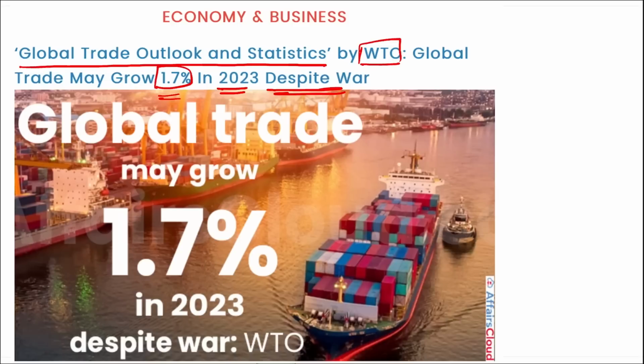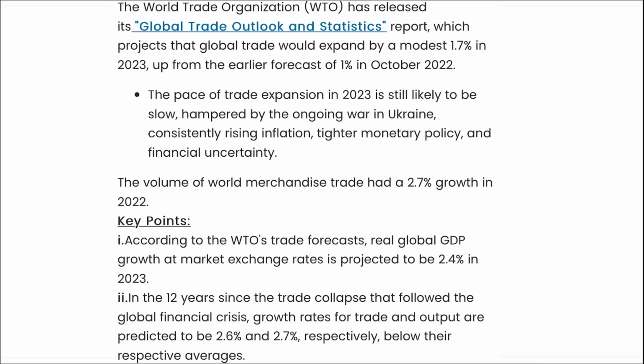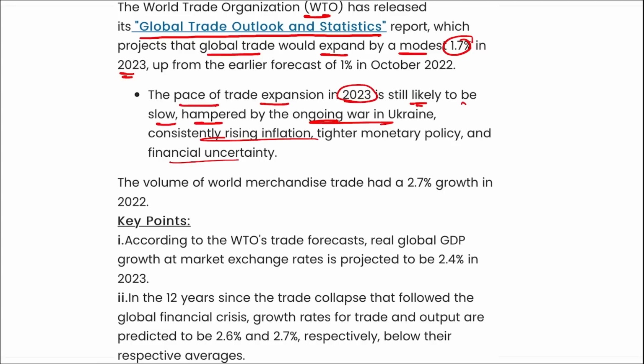Next, here you can see WTO released the Global Trade Outlook and Statistics report, and it projected that global trade would expand by 1.7% in 2023. The pace of trade expansion in 2023 is likely to be slowed and hampered by various situations that are going on, and the volume of world merchandise trade had a 2.7% growth in 2022.